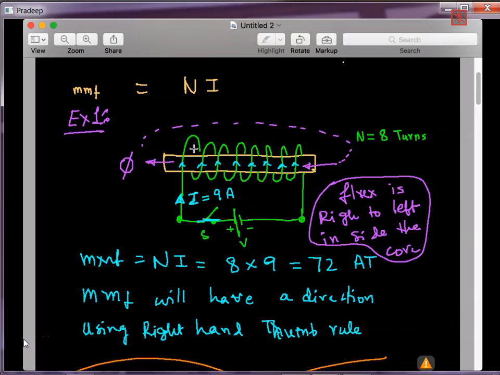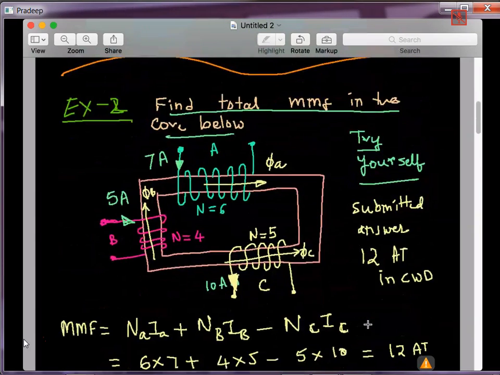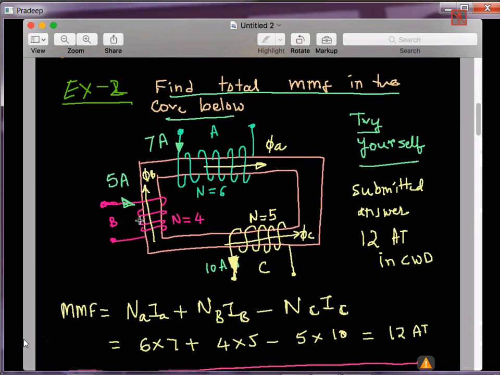To determine the direction of the flux, we use the right hand thumb rule, where you keep your hand such that the thumb is facing the direction of the current and the fingers will show the direction of the flux. That is the thumb rule. Then in example 2, we had one core with 3 coils, A, B, C, with the number of turns 4, 6 and 5, and different amounts of currents in different directions. The question was to find the total MMF in the core. That also we had solved.